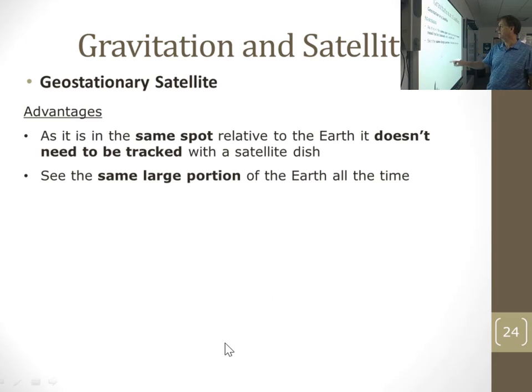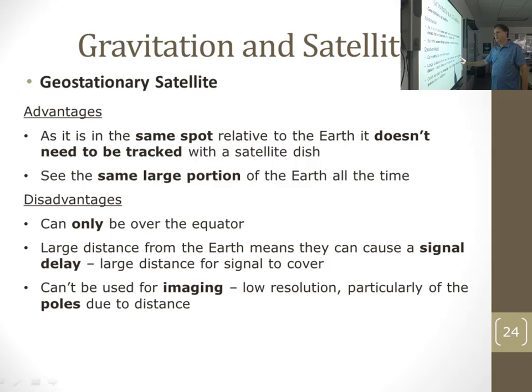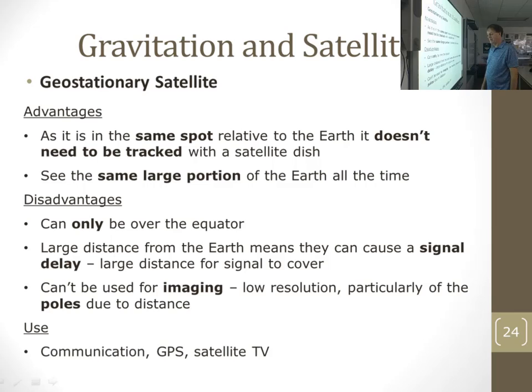The advantage is there, it stays in the same spot, so you don't need to track it, and you can see a large portion of the Earth all the time. So some disadvantages that we haven't actually really gone through. It can only be above the equator. It has to be a large distance away, so you're going to get a time delay in the signal, and you can't use it for imaging around the poles, and it's also low resolution, so it's got some weaknesses there.